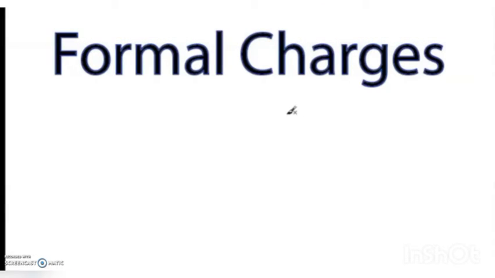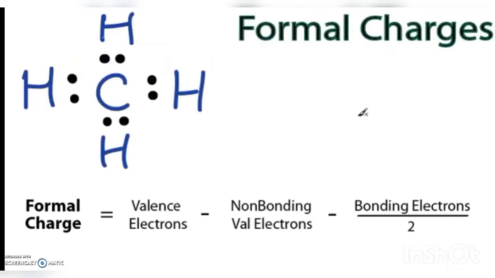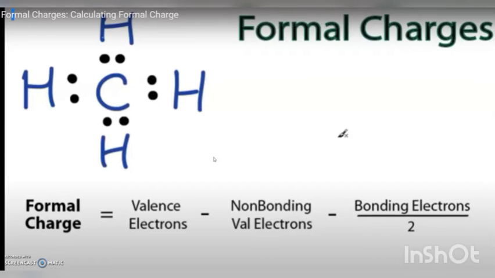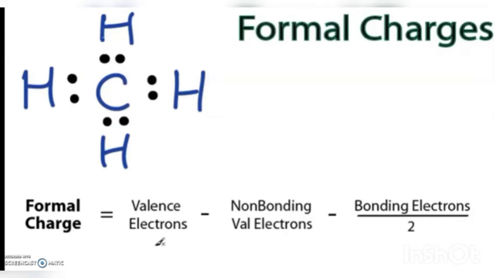These formal charges are the charges on each atom in a molecule. Let's learn how to find the formal charge. The equation is: total number of valence electrons minus non-bonding valence electrons minus bonding electrons divided by 2. For example, let's see the CH4 molecule. If we start with the carbon, the number of valence electrons in carbon is 4.